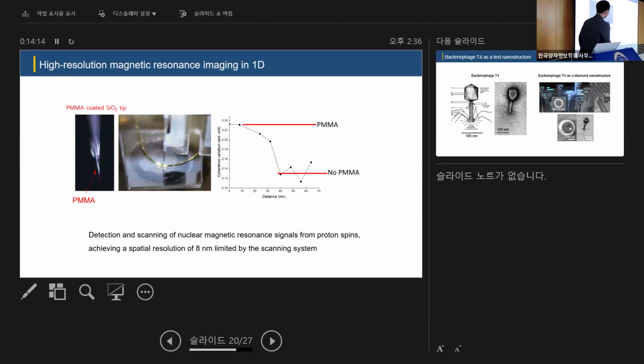On the right, you can see the result of one directional scan. The edge of the PMA particle was scanned at every 8 nanometers. And the spatial resolution of the system is primarily limited by the scanning system itself rather than the sensing mechanism.